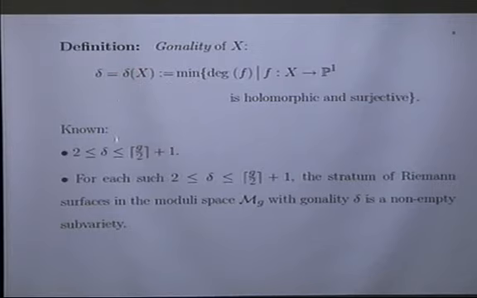What is known is that the gonality of a Riemann surface is always between 2 and g/2 + 1. You may have to round up here. Also, for each number in this range, there are always some Riemann surfaces in the moduli space with the given gonality. In other words, the stratum of Riemann surfaces with a given gonality in this range is always non-empty. These are all classical known results.